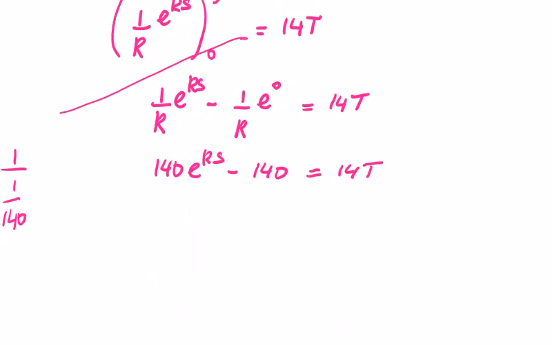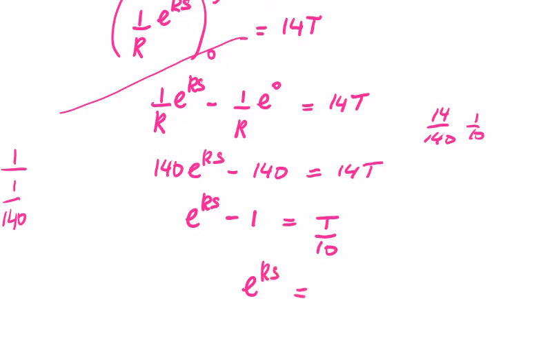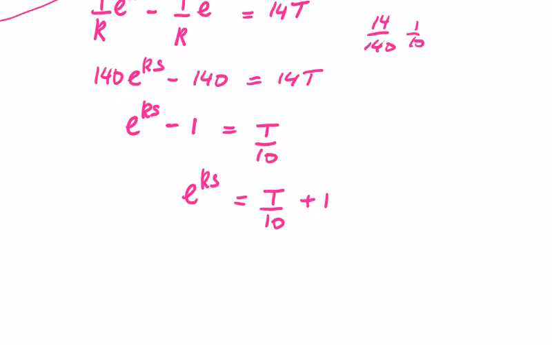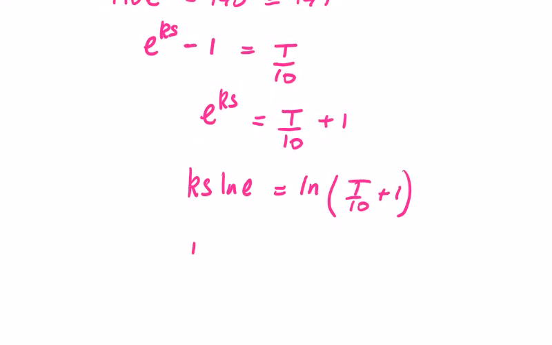S on its own, so I need to divide by 140, e to the power of Ks minus 1 is equal to t, 14 over 140, so 1 over 10. So t over 10. So e to the power of Ks is equal to t over 10, looks like we're getting there, plus 1. So natural log of both sides, Ks by the natural log of e, this seems to be taking forever, is equal to the natural log, nearly 10 minutes. Maybe it's just me. And then we have k again, 1 over 140.